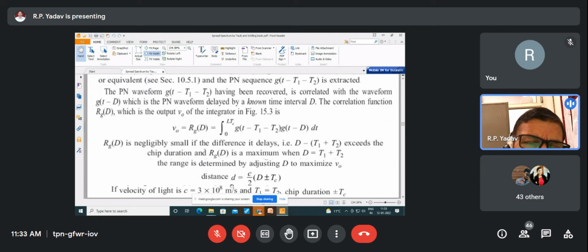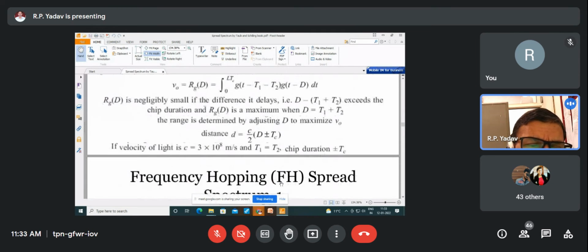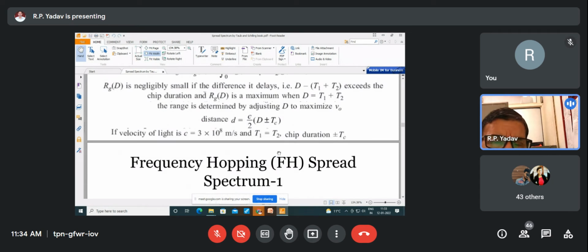And then I can define distance d = c/2 (d plus minus 1) corresponding to tc. c is the velocity of light, and t1, t2 are the corresponding chip durations for plus minus tc. T1 is equal to T2, I presume that the transmission will be equal to the reflected signal. So you understand the basic principle of range application using spread spectrum signaling.